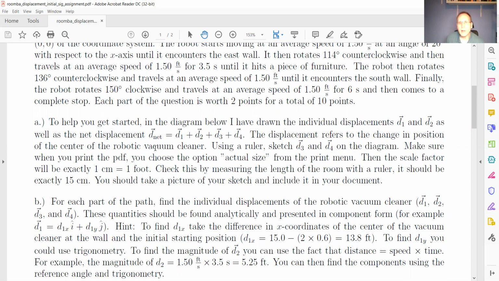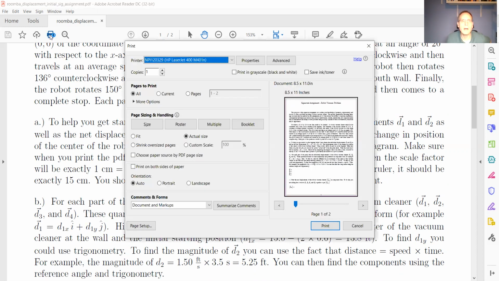What I want you to do first is, based on the information that you're given above, sketch D3 and D4. Remember, D1 and D2 are already done for you. One way of checking yourselves is to print out that picture. When you go to the printer to print this out, make sure you click on actual size, because then it'll come out correctly.